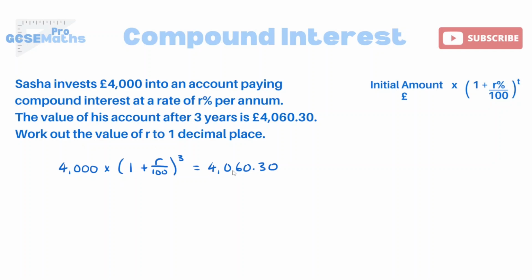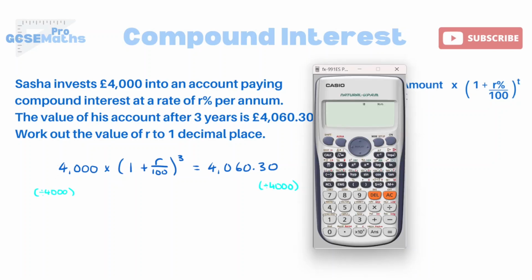So the first thing I'm going to do to rearrange it is I'm going to divide by this initial amount, okay? Obviously all of these are likely to be calculator questions. So divide £4,060.30 divided by 4,000. So we get all of this. I would just copy it all down to be honest, but in your calculator we can use the answer button so that we don't have to keep copying it out.